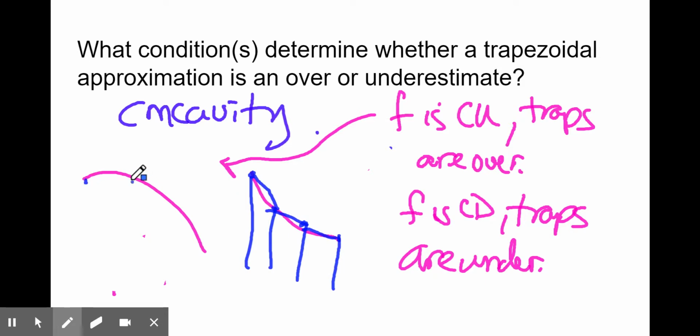If I put a point here and a point here, draw across and down, you can see here that the traps are still under. So when F is concave down, the traps are under. When F is concave up, the traps are over. Look for that on the exam. They would give you some information to tell you that if they asked you that question, which they will do.